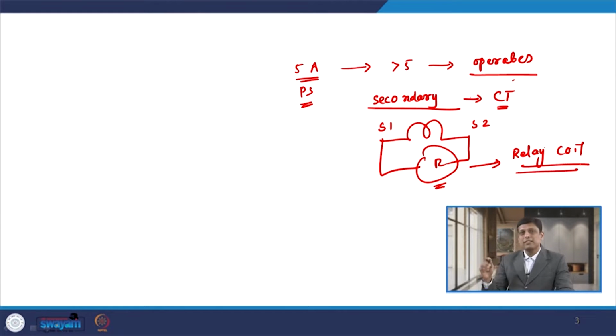Each relay has its relay coil, and this relay coil has some standard number. So, those two terminals should be connected to the secondary of the CT, that is S1 and S2. The primary of the CT is normally denoted by the terminal names P1 and P2. So, the CT has 4 terminals: P1 and P2 are the primary terminals, S1 and S2 are the secondary terminals, and across this S1 and S2 the relay is connected.